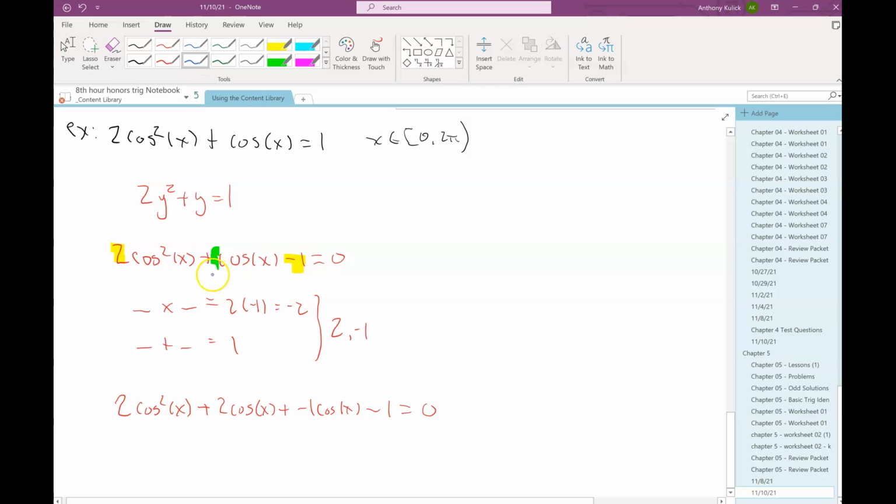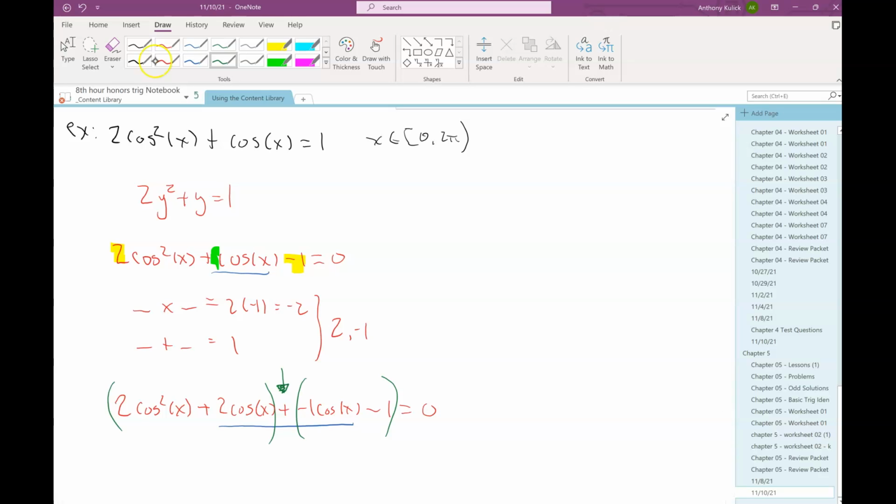So notice here that we've replaced the 1 cosine x with 2 cosine x minus cosine x, which still, when you add them together, gives you 1 cosine x, right? So we haven't really done anything other than write it in a goofy way, but it still has the same value as the original. We're going to make two groups. In between those two groups, we must have a subtraction symbol, which is why I wrote plus a -1 cosine x instead of minus cosine x.